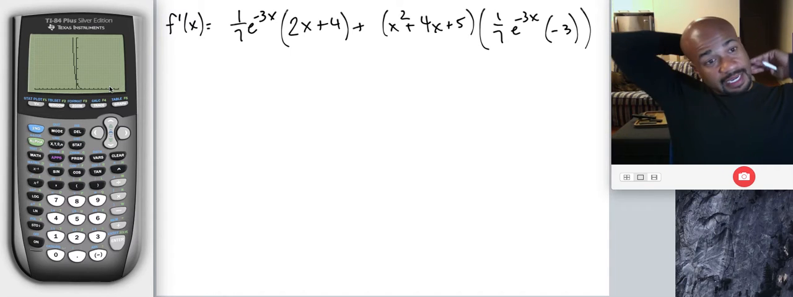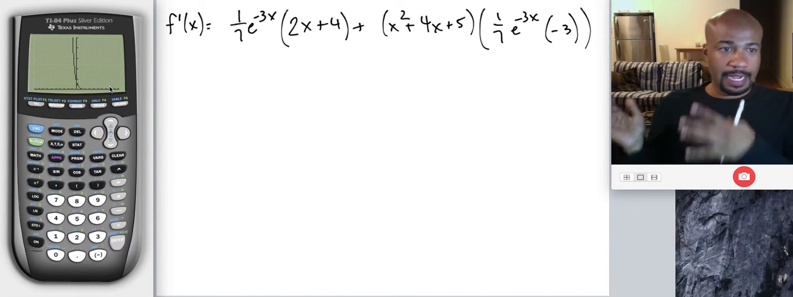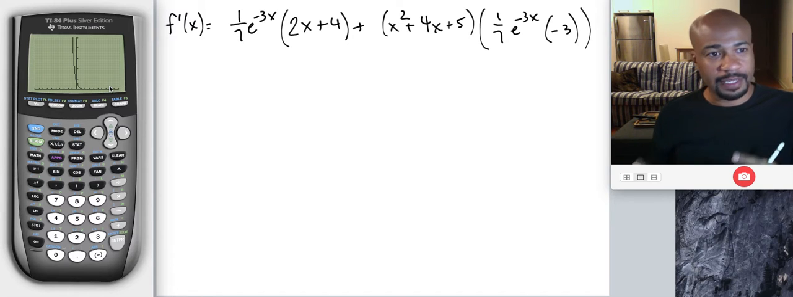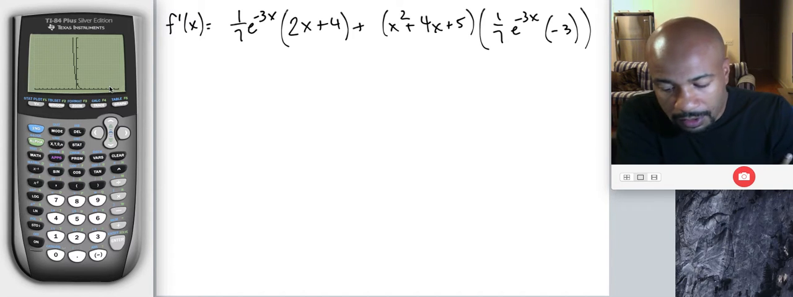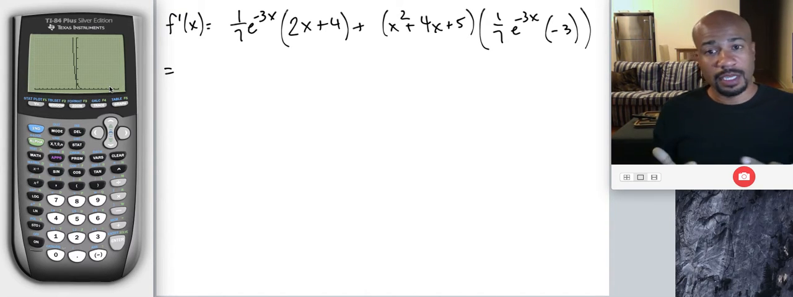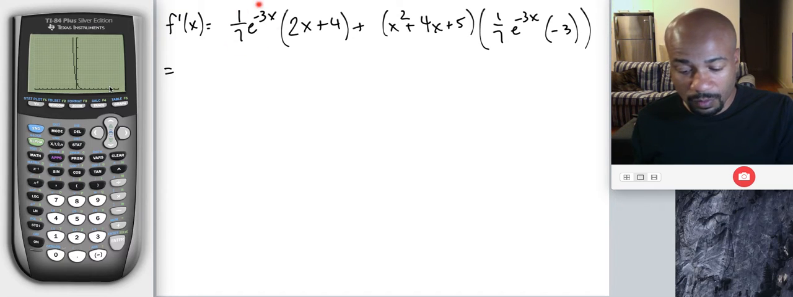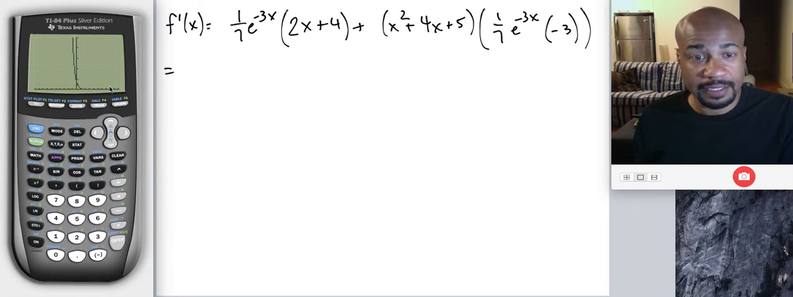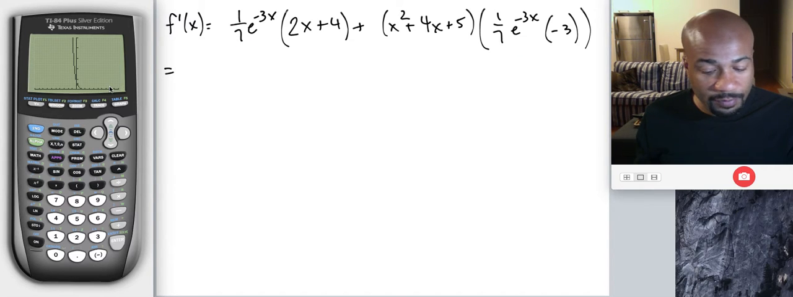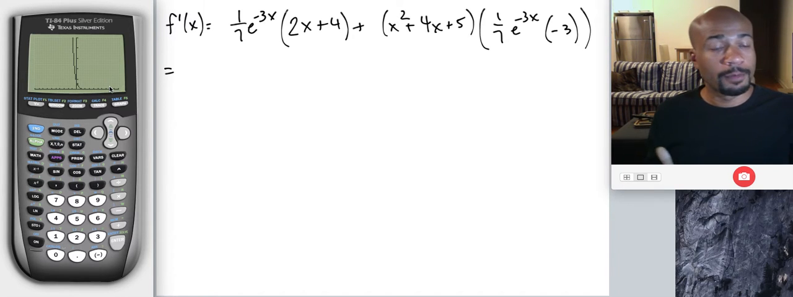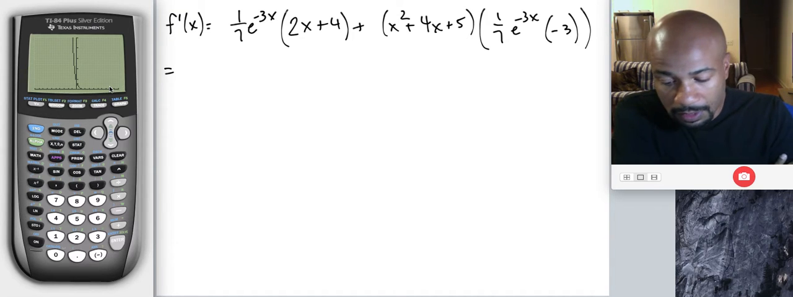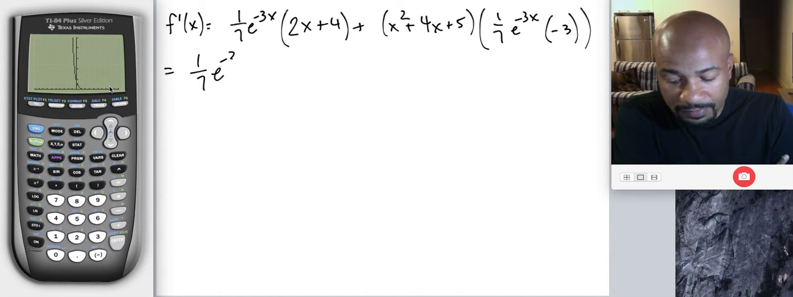So one of the things that I like about the product rule is that you can factor out, especially when it comes to exponentials. They're very easy, and then whatever you have left over is just going to be whatever is left over in terms of the polynomial, so that you can do easy computation. So all I'm going to do here is just factor out. Now what I want to factor out is the 1/7 e to the negative 3x. I'm going to factor it out. Why? Because I have one here, and I have one here, and I'm adding them. So I can factor them out, and then whatever's left over would be a multiplication to that. Right? So I have 1/7 e to the negative 3x.